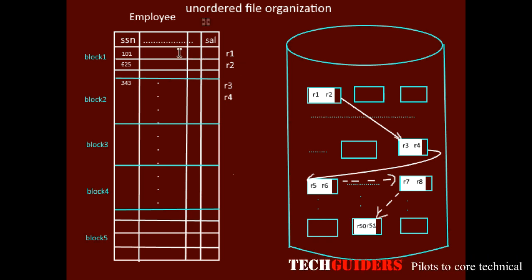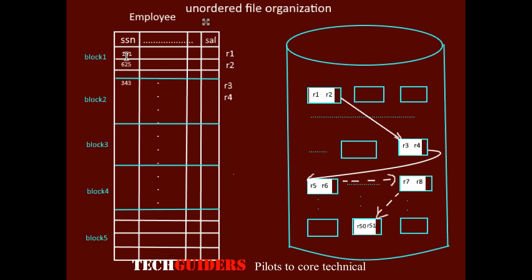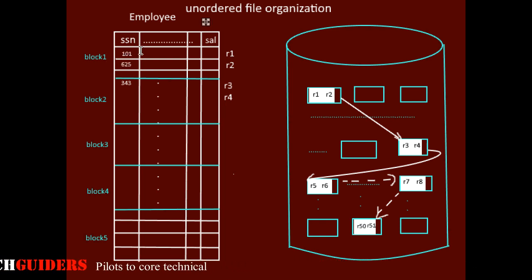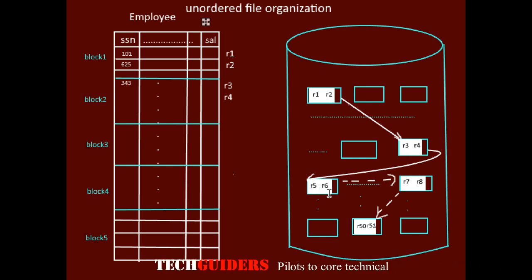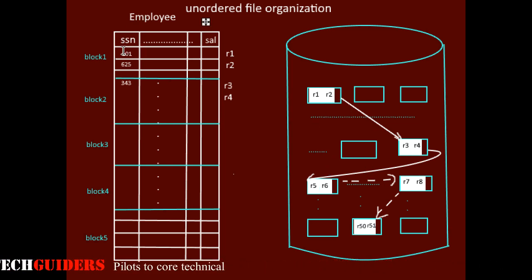Let R1 be the first record inserted into the database file with SSN 101, followed by R2 whose SSN is 625, followed by R3 whose SSN is 343, and so on. Let SSN be the key field. Hence we can see the records are not sorted based on the key field or any other field.